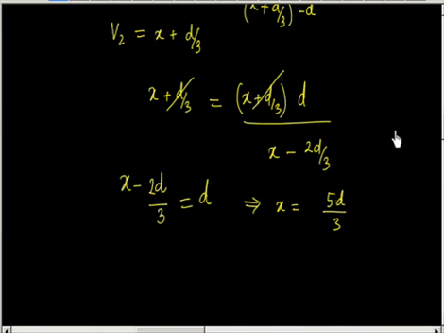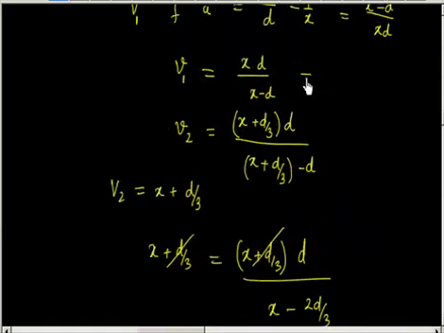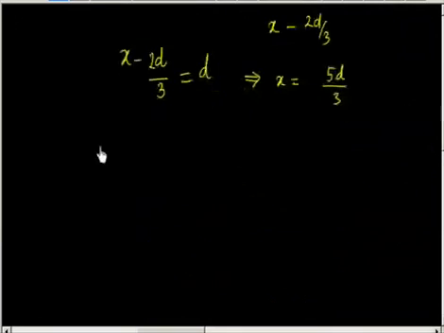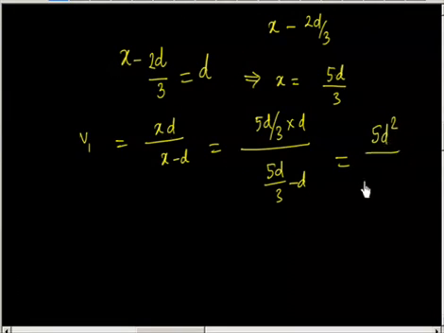So once I know x, I know v1. So let us plug in the value of x. So v1 is xd divided by x minus d. So x is 5d by 3, into d, divided by 5d by 3 minus d. So this is 5d square divided by 2d. So this is 5d by 2.